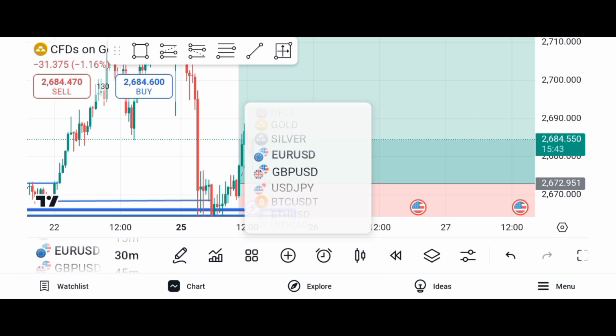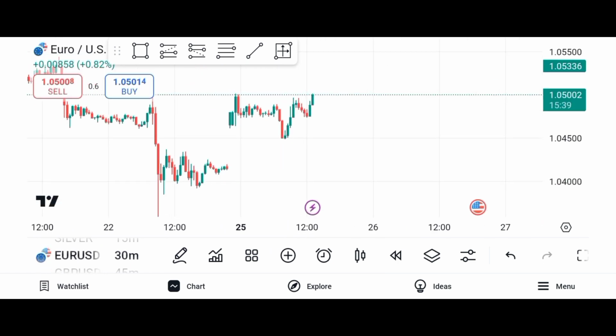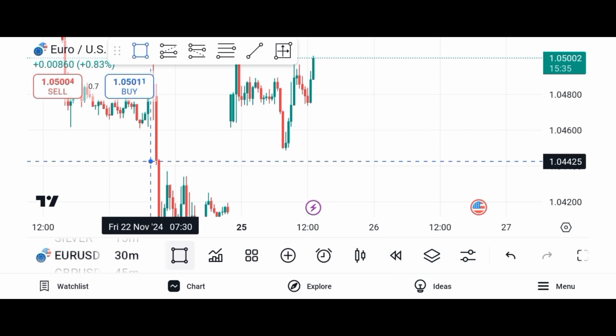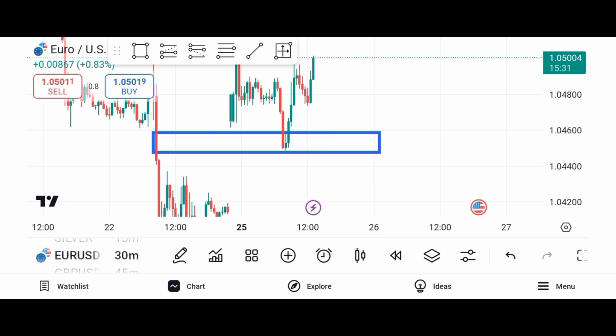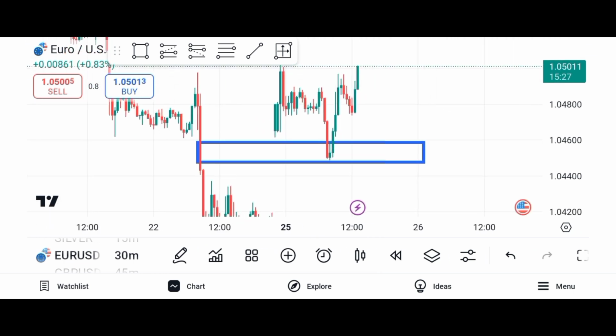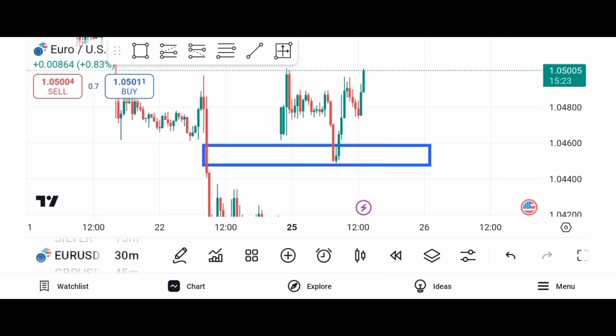Now going over to pairs like Euro USD, you can see that the Euro USD market just came down to this fair value gap also, and started pushing up. The market started changing trend and pushing up after tapping into this fair value gap at this point.